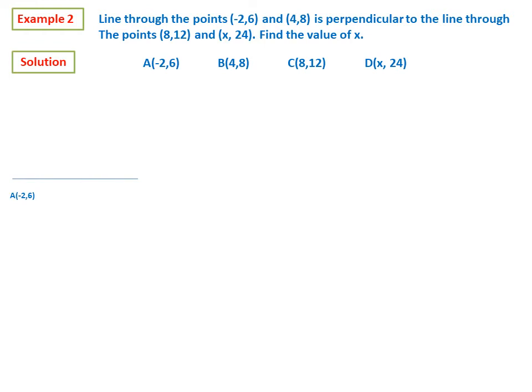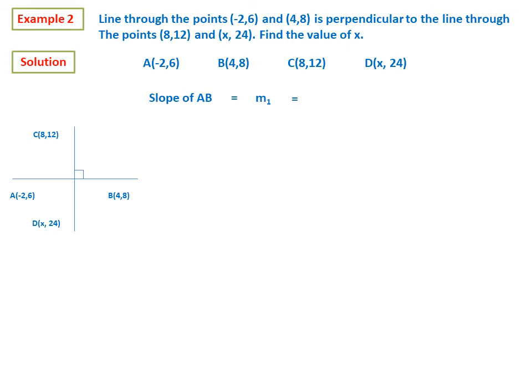What is given is that the line passing through AB is perpendicular to the line passing through C and D. So these two lines are perpendicular. Therefore, how do we find the value of x? First, find the slope of AB.